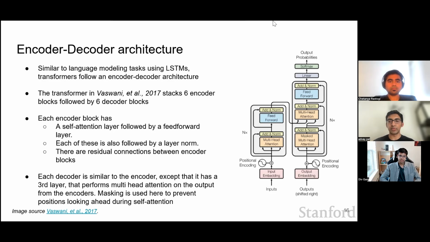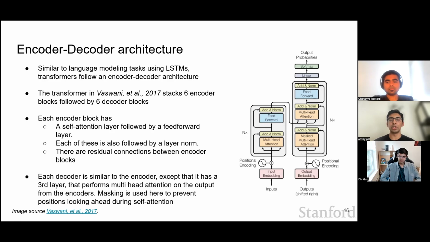So you can think of these encoder blocks and decoder blocks as essentially something like Lego. They have these subcomponents that make them up. In particular, the encoder block has three main subcomponents. The first is a self-attention layer that Chaitanya talked about earlier. And as talked about earlier as well, you need a feed-forward layer after that, because the self-attention layer only performs linear operations, and so you need something that can capture the non-linearities. You also have a layer norm after this. And lastly, there are residual connections between different encoder blocks.